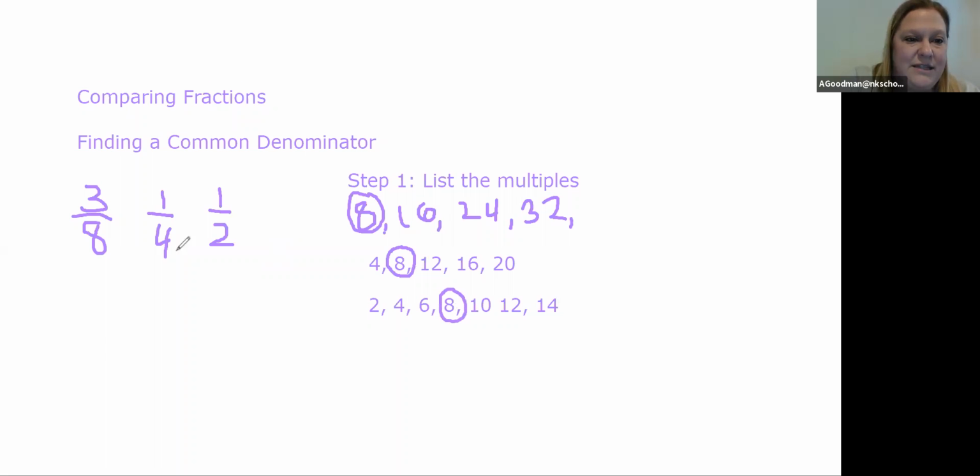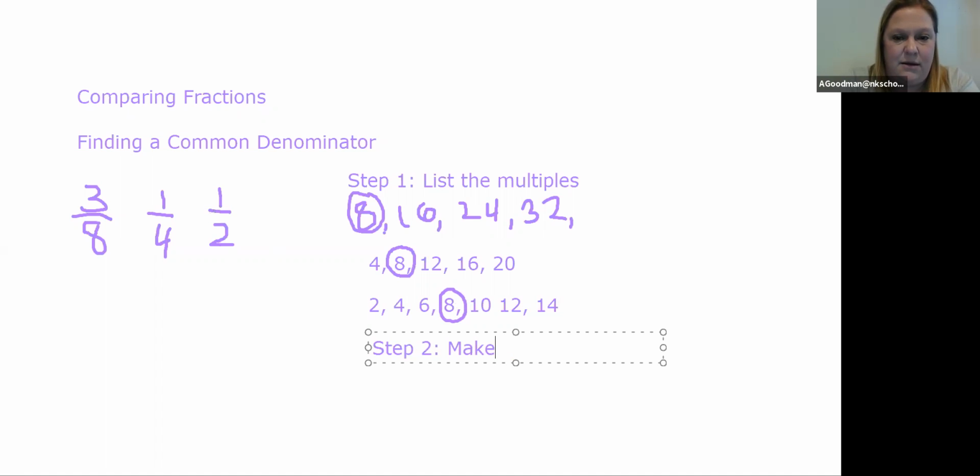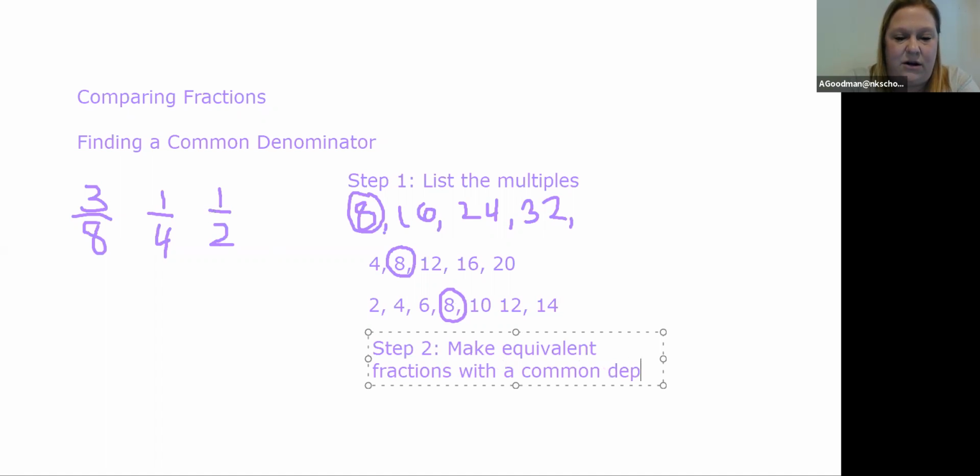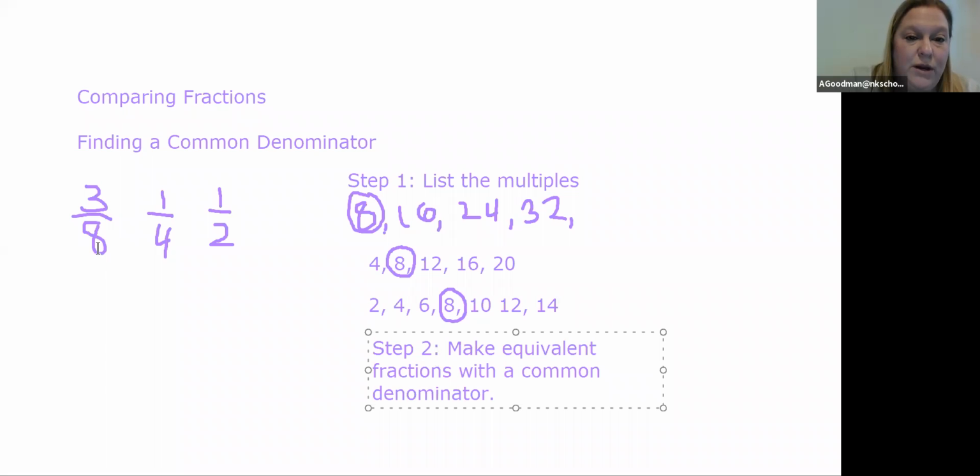Okay, so how do we get these to have 8ths on the bottom? Well, we need to make equivalent fractions. So we need to, step 2, make equivalent fractions with a common denominator. All right, so to do that, we don't need to do anything to the one that already has 8ths on the bottom. We just need to change the 1/4 and the 1/2.